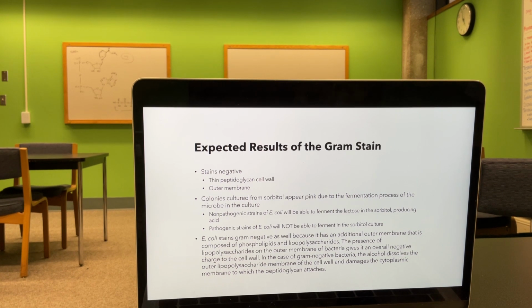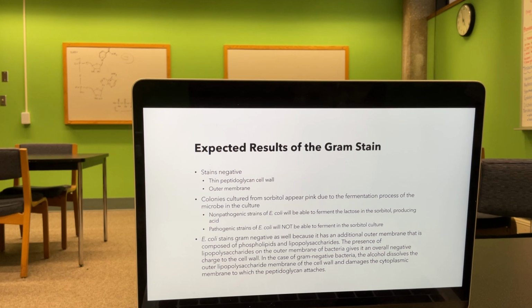E. coli stains gram-negative as well because it has an additional outer membrane that is composed of phospholipids and lipopolysaccharides. The presence of lipopolysaccharides on the outer membrane of bacteria gives the cell wall an overall negative charge. In the case of gram-negative bacteria, the alcohol dissolves the outer lipopolysaccharide membrane of the cell wall and damages the cytoplasmic membrane to which the peptidoglycan attaches.